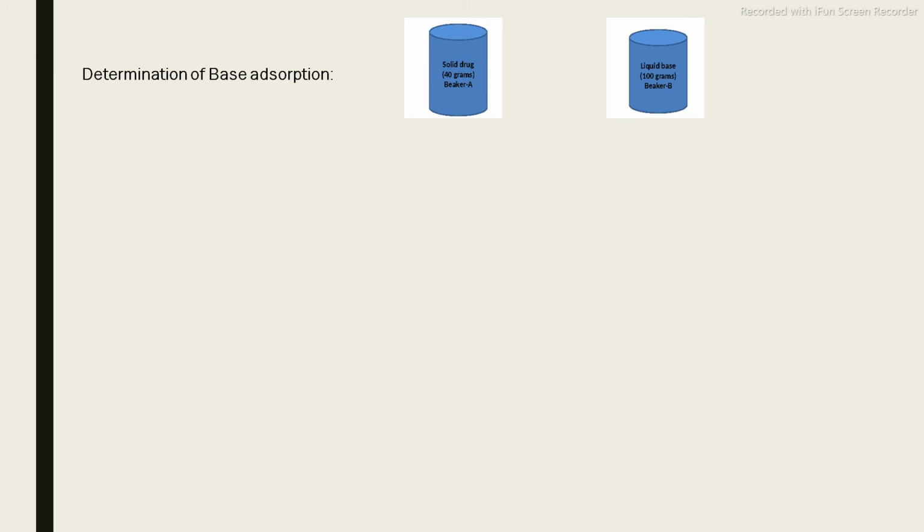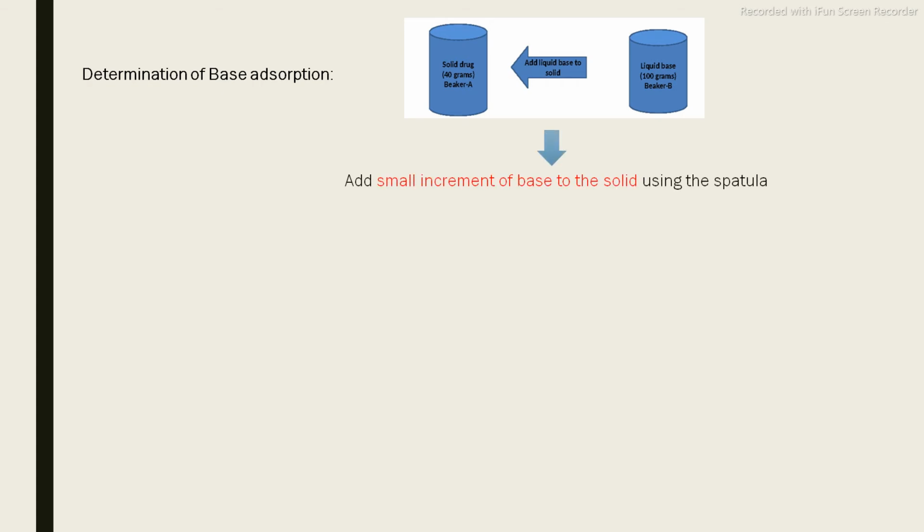Suppose you may consider arachis oil or any aromatic oil or any volatile oil, whatever the vehicle we are using to prepare the liquidable mixture. So in this way you are having two beakers, one containing solid drug and other containing liquid base. And slowly we have to start adding liquid base to the solid drug. Slowly you have to start adding.